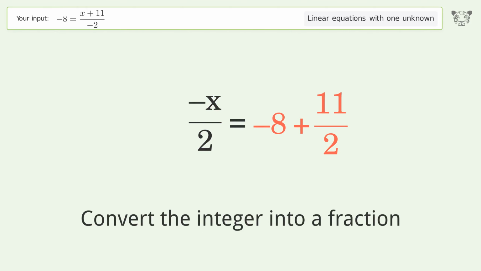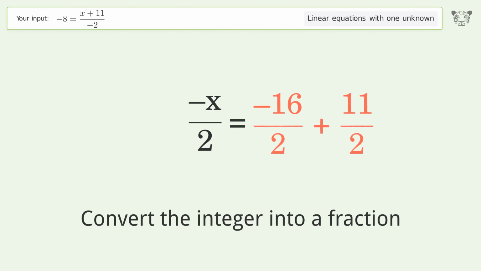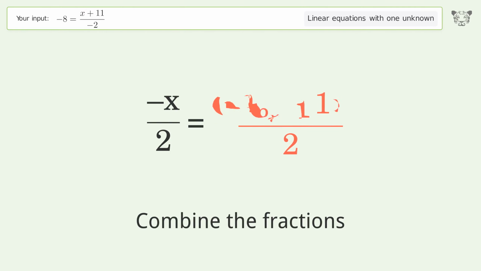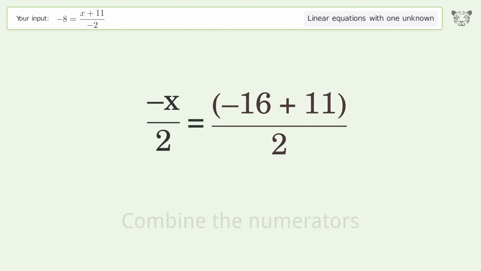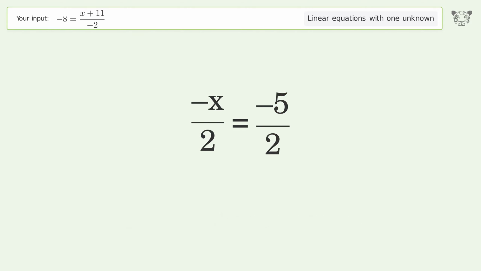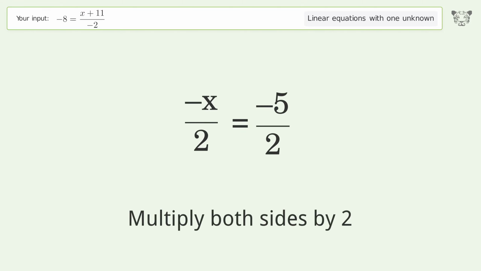Convert the integer into a fraction. Combine the fractions. Combine the numerators. Isolate the x. Multiply both sides by 2.